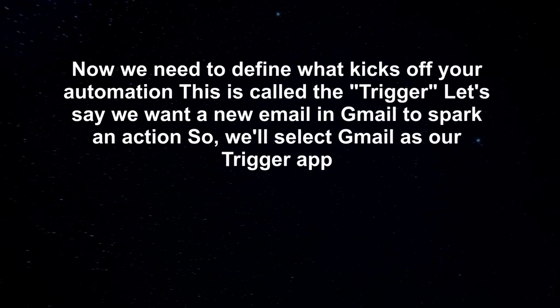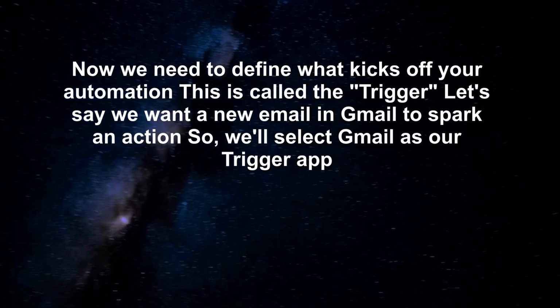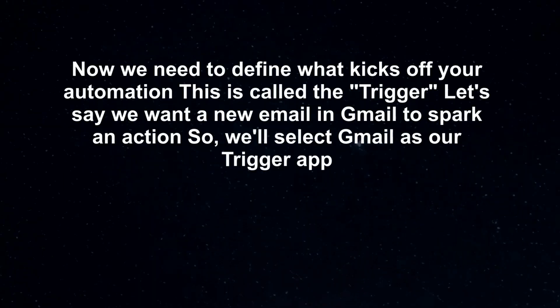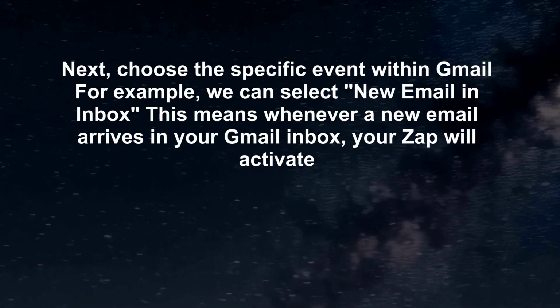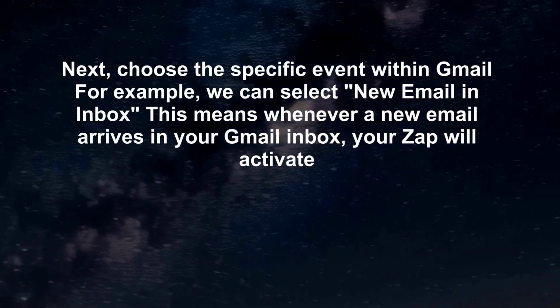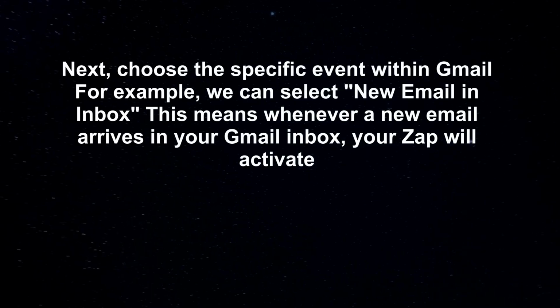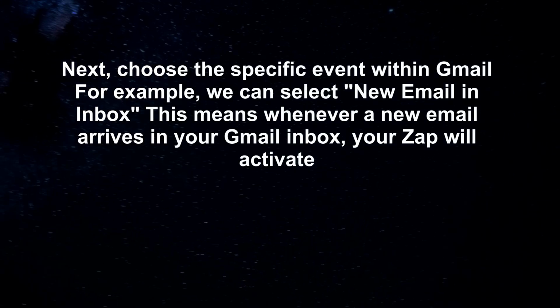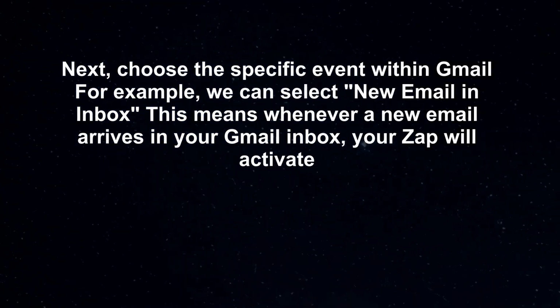Now we need to define what kicks off your automation. This is called the trigger. Let's say we want a new email in Gmail to spark an action, so we'll select Gmail as our trigger app. Next, choose the specific event within Gmail. For example, we can select New Email in Inbox. This means whenever a new email arrives in your Gmail inbox, your Zap will activate.